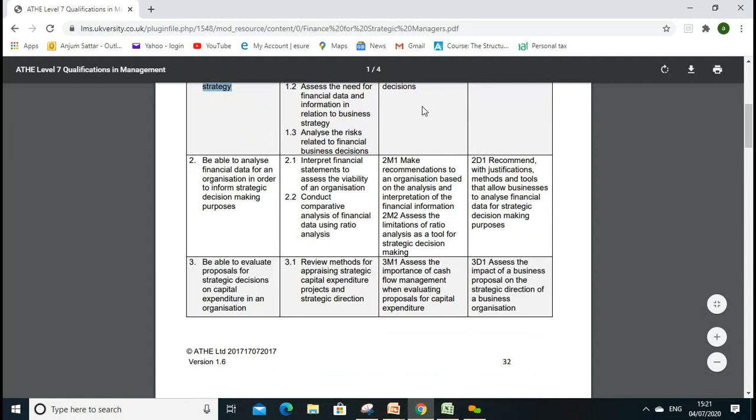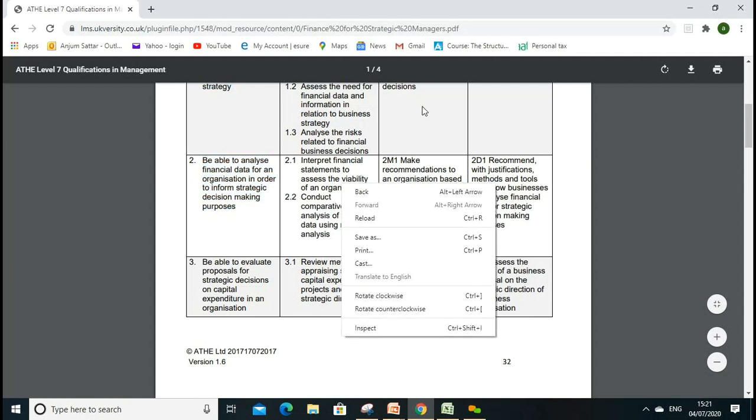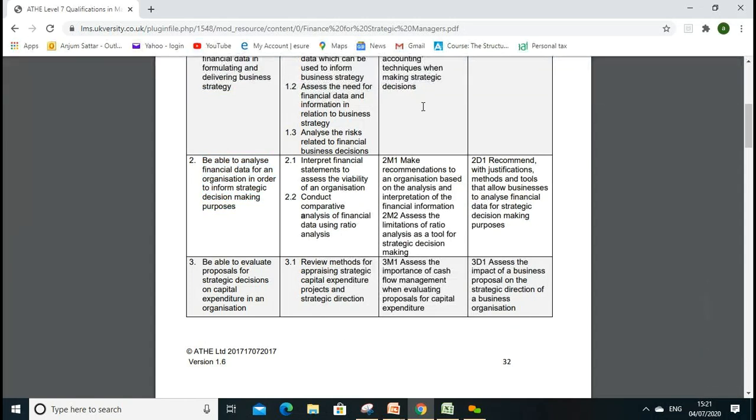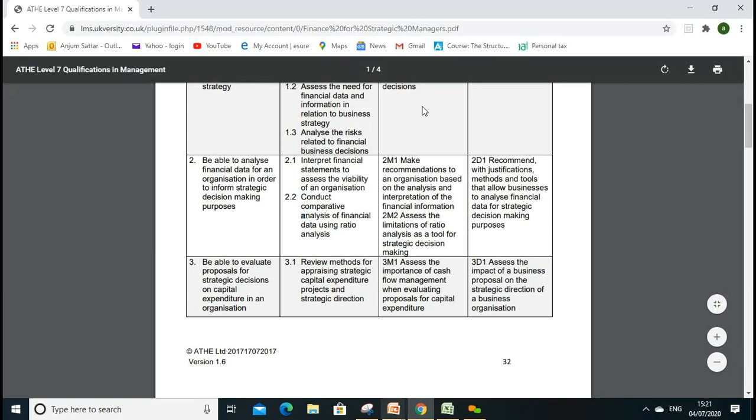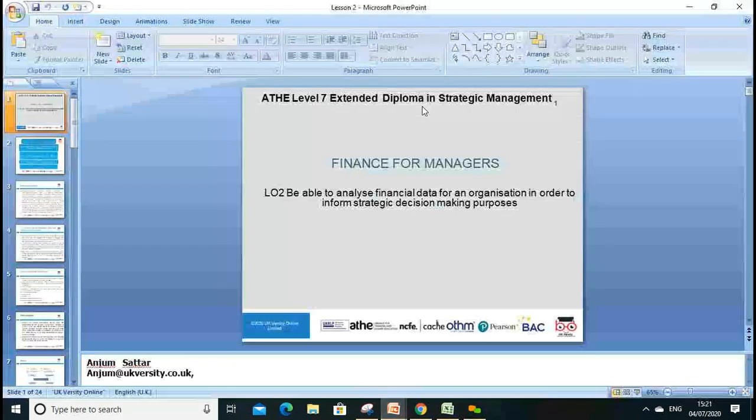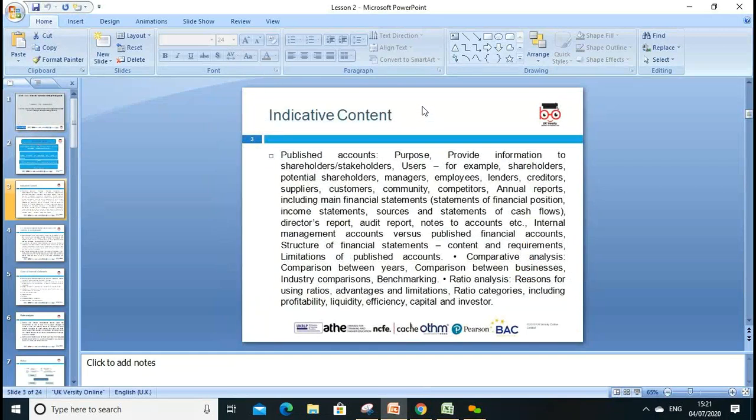Today's lesson will go through our LO2. LO2 is the learning outcome to be able to analyze the financial data for an organization in order to inform the strategic decision making process. Interpret the financial statements, which we'll discuss. Conduct the comparative analysis, look around 2.1, make the recommendation, and assess the limitations and the justification. All this will be focused on in today's lesson.